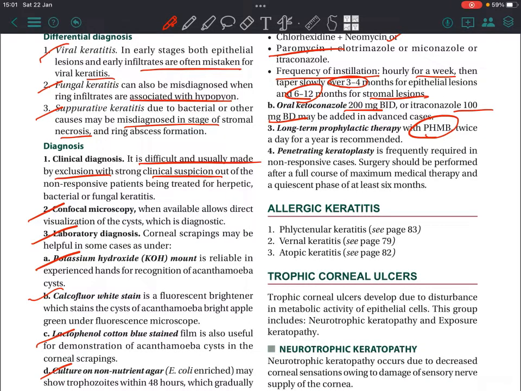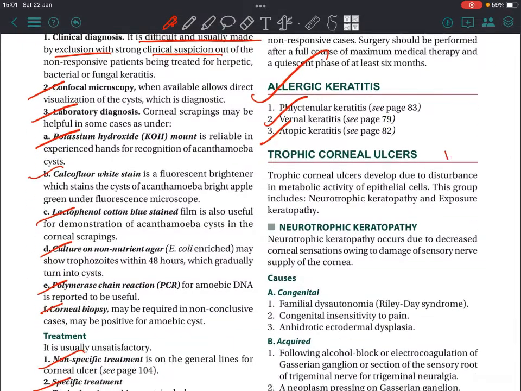Penetrating keratoplasty. Allergic keratitis, vernal and atopic, and trophic corneal ulcer we'll see in the second part of the video.